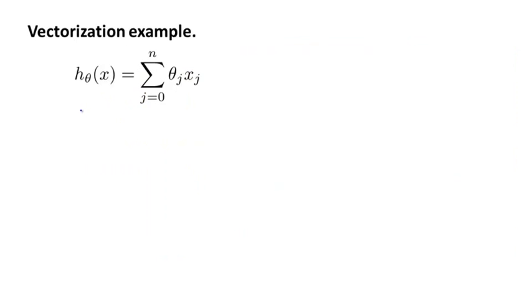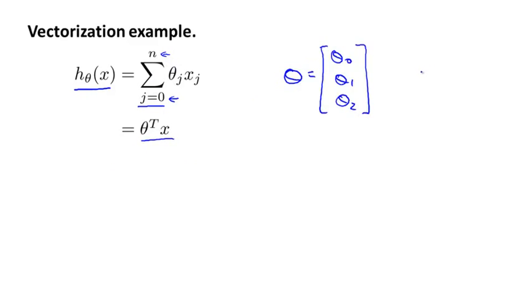Here's our usual hypothesis for linear regression, and if you want to compute h of x, notice that there's a sum on the right, and so one thing you could do is compute the sum from j equals 0 to j equals n yourself. Another way to think of this is to think of h of x as theta transpose x, computing an inner product between two vectors, where theta is your vector, say theta 0, theta 1, theta 2, if you have two features, if n equals 2, and x is the vector x0, x1, x2. And these two views can give you two different implementations.